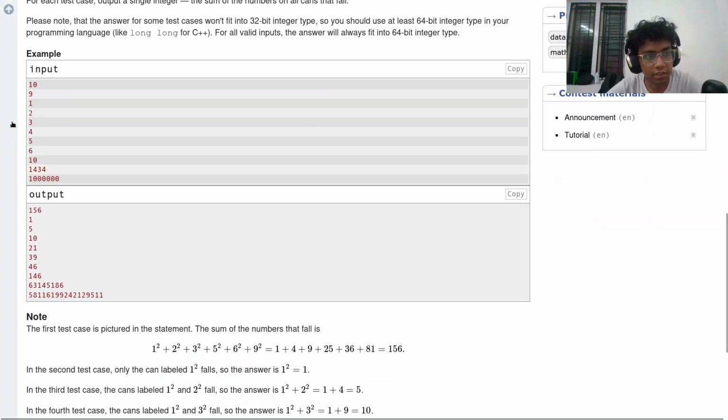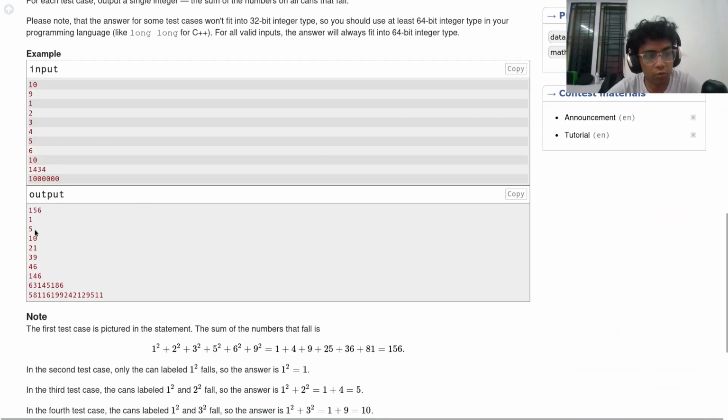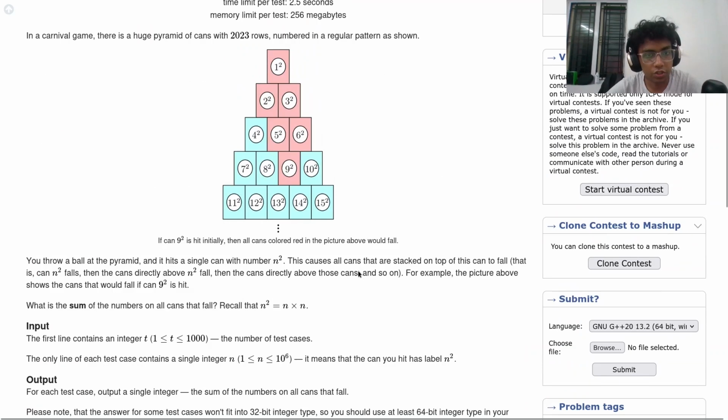Some test cases are given. For example, check test case 2. If the can 2 squared is hit, then this can is going to fall as well as the 1 squared can. So 1 squared plus 2 squared equals 5. That's why the output is 5. So that's how this question works.